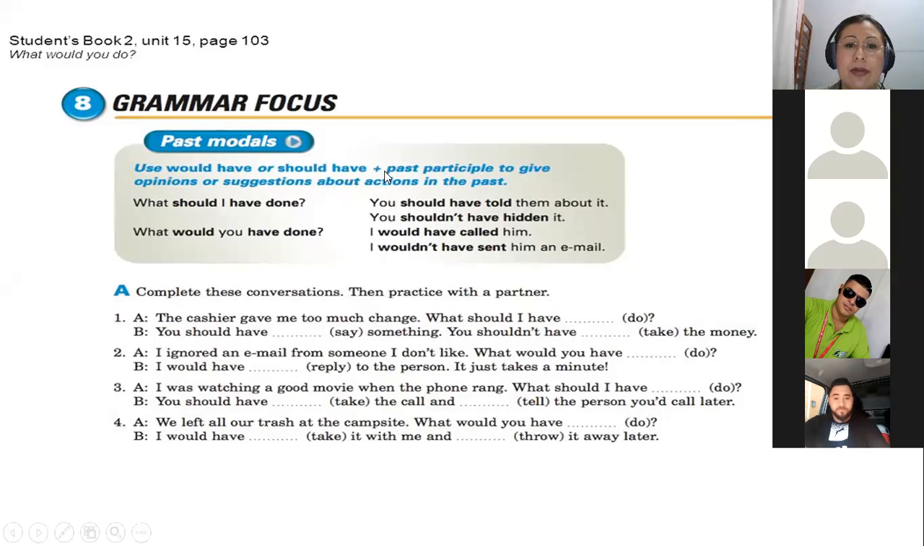Use would have or should have plus the past participle to give opinions or suggestions about actions in the past. What should I have done? ¿Qué debería yo haber hecho? What would you have done? ¿Qué habrías hecho? You should have told them about it. Deberías haberle dicho acerca de esto. You shouldn't have hidden it. No deberías haberlo escondido. I would have called him. Lo habría llamado. O podría haberlo llamado. I wouldn't have sent him an email. No debería haberle enviado ese correo.